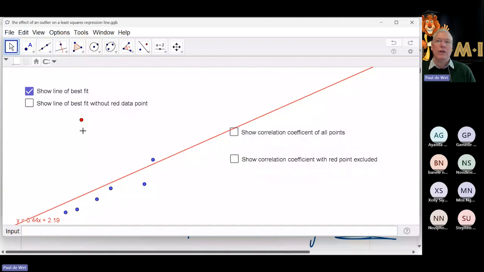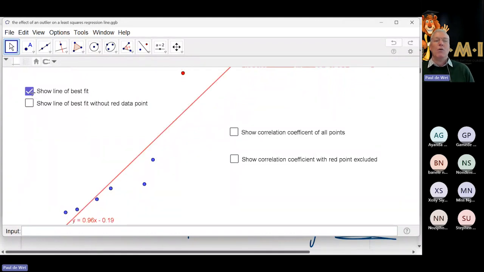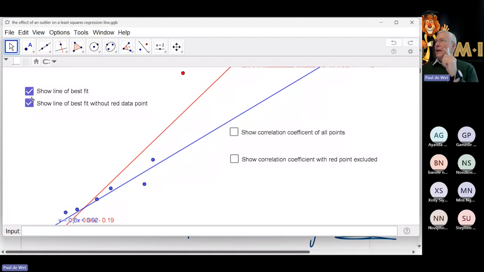I also want to show you, if I put this red point right up there, you see the line of best fit. What do you think will happen to the gradient if I draw the line of best fit without that point? Will the line drop down or will it get steeper? It will drop down. Have a look. The blue line is the line of best fit only for the blue points. The red line is the line of best fit for all the points.